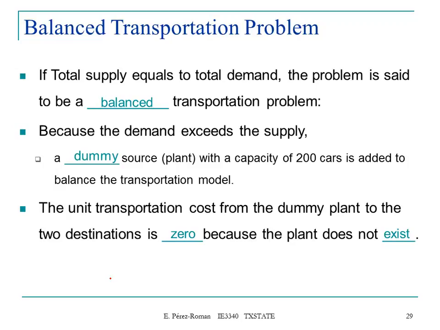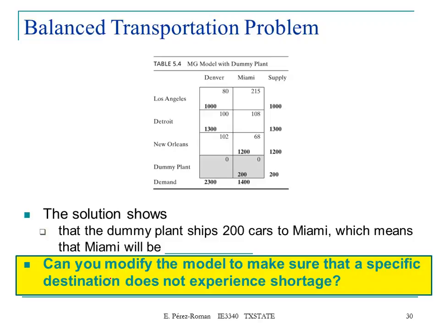But the problem will give you a solution that will take into account this plant that does not exist. And for instance, this could be a solution to the problem. So again, we have our 4 supply nodes, and our 4th supply node now is the dummy plant. So originally we had 3, now we have 4, and we have our 2 customers or distribution centers, Denver and Miami.